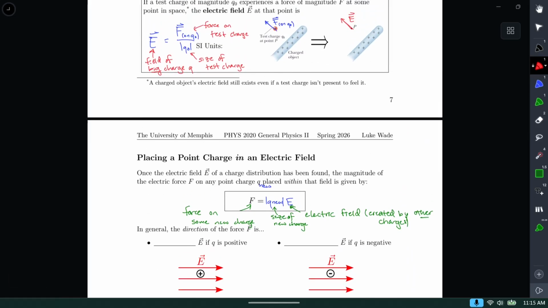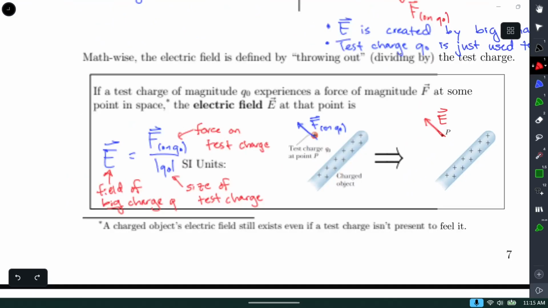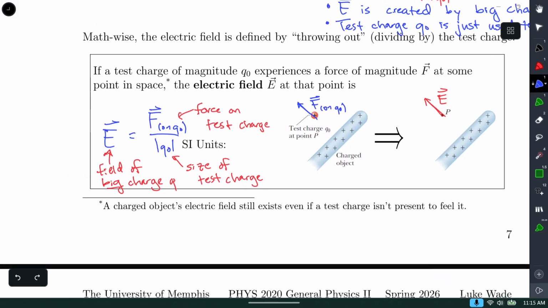What are the SI units for it? Thank you. So the units are the units of force, so newtons, per the units of charge, which are coulombs. So newtons per coulomb. And you can think of that as the force per amount of charge that you brought.